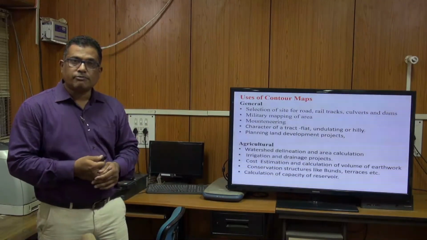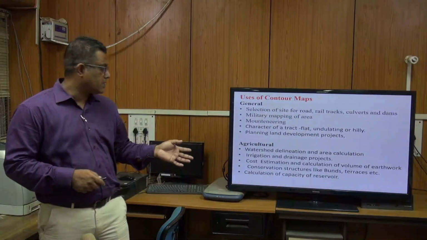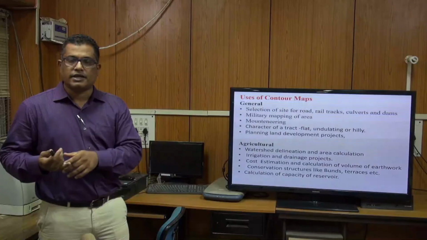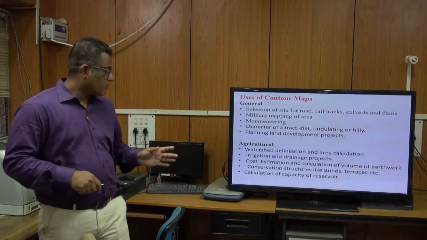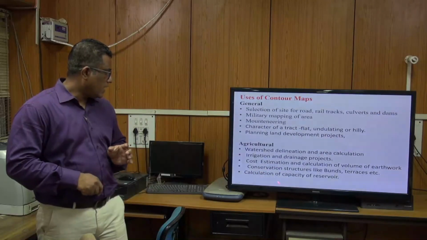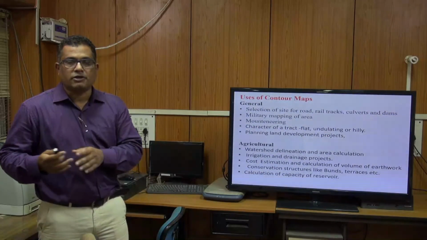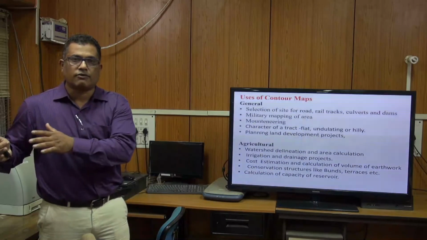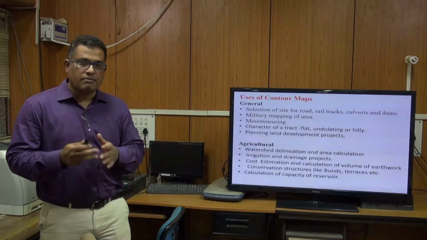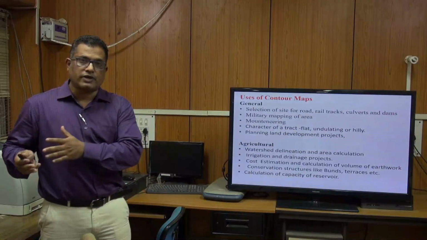And most importantly, conservation structures like bunds and terraces. We are talking about contour bunds, terraces, contour farming. For locating such structures, it is very useful. And we can also find out the capacity of a reservoir, the total capacity of a reservoir based upon the contour map. So this is a brief introduction of what contours actually are.